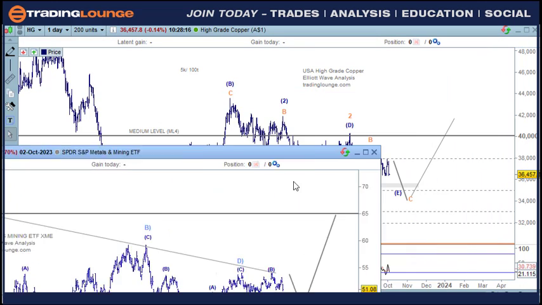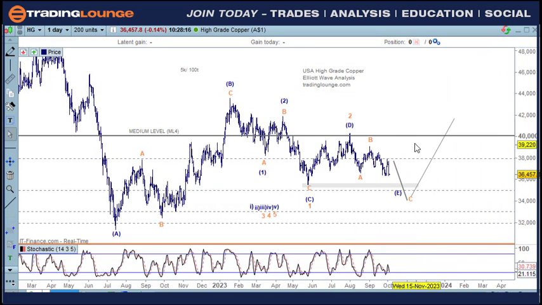But that said, we can look at US high grade copper. We can look at it as an A and a B and a C and a D and an E here. That's one way to look at it. So we'll come down here a little bit further, which is a reasonable sort of theory in line with the XME.